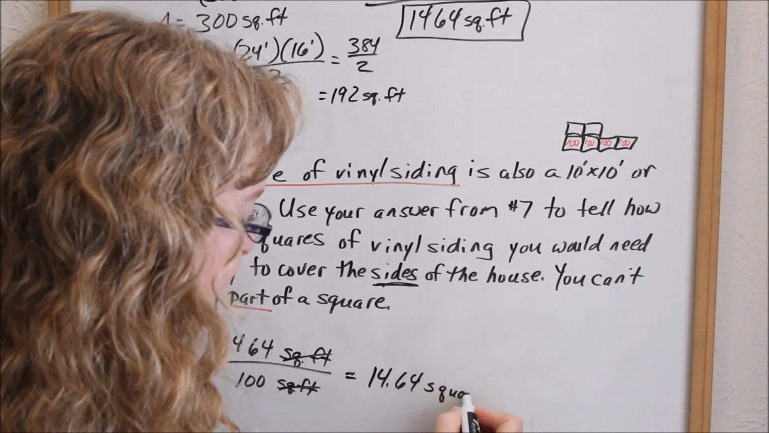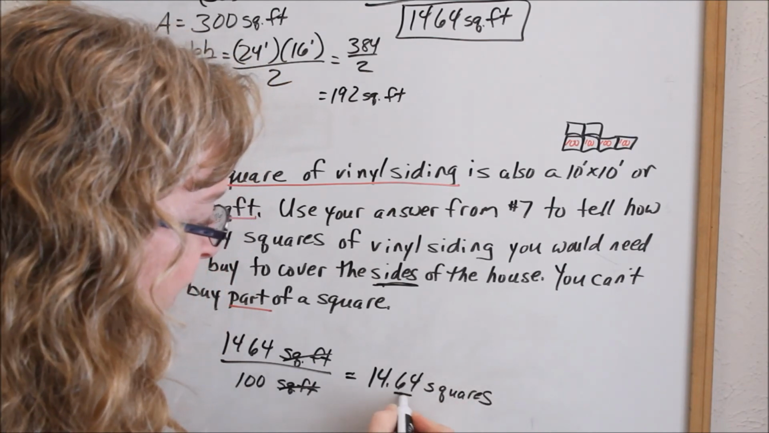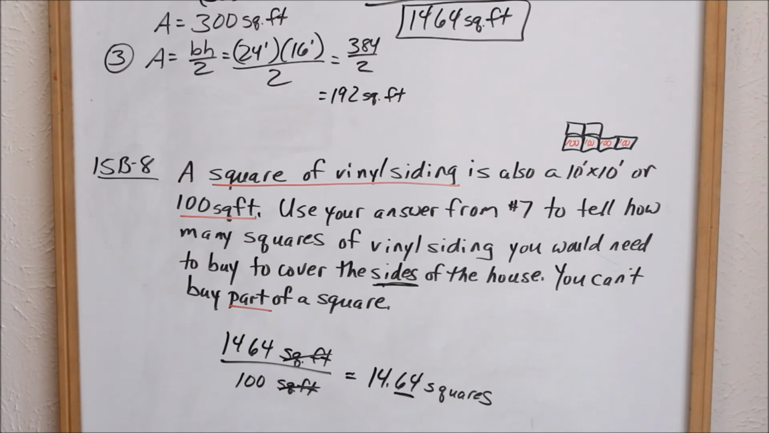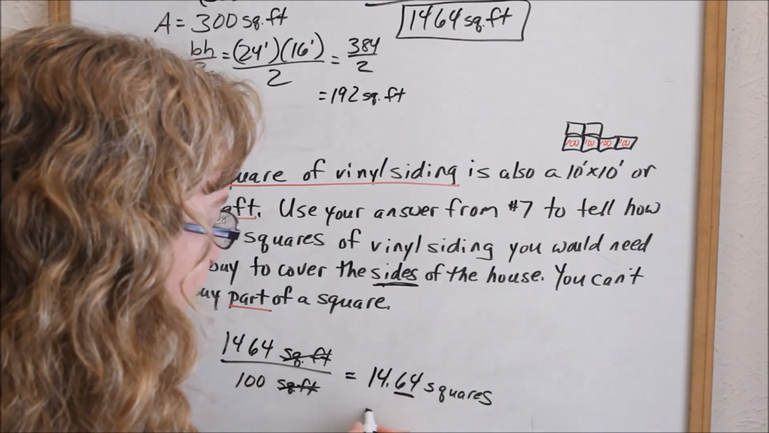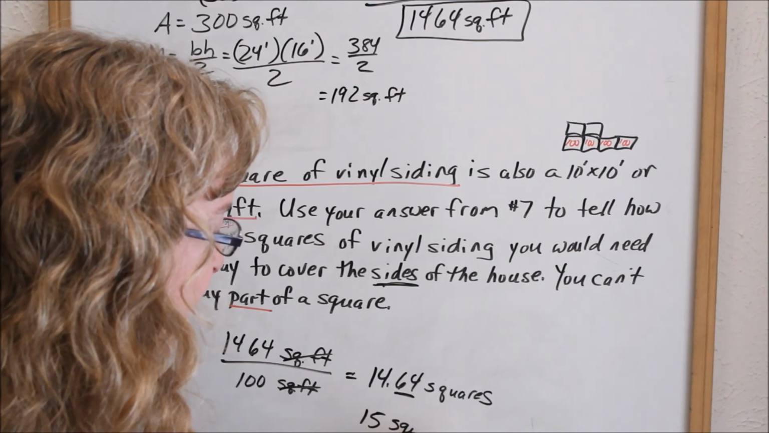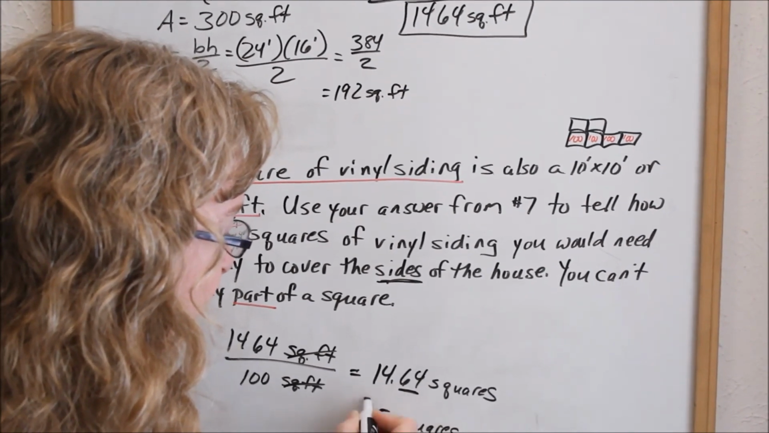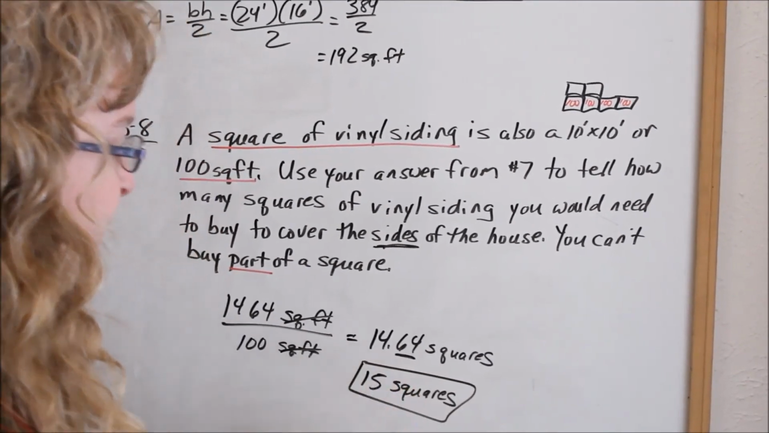So that means you need that many squares, but we can't buy part of a square. So we know we need 14 and then a little bit more. So that means we would have to buy 15 squares to be able to cover all of that.